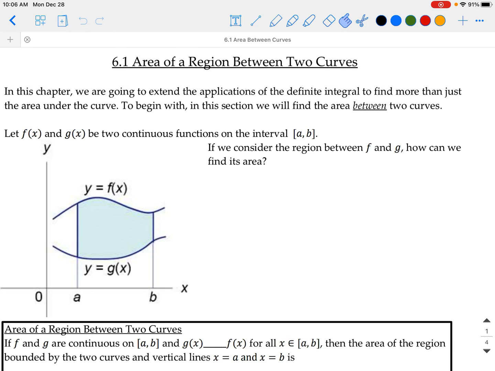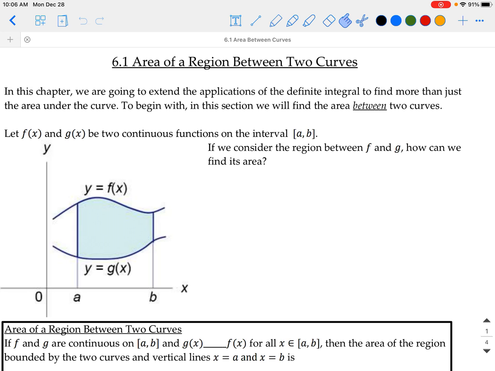Welcome back, everybody. So we're going to start chapter 6, which is going to be on areas and volumes. 6.1, we're going to start by looking at finding areas of regions between curves, and then we're going to extend that idea to finding volumes, actually, of solid figures that we revolve in the plane.